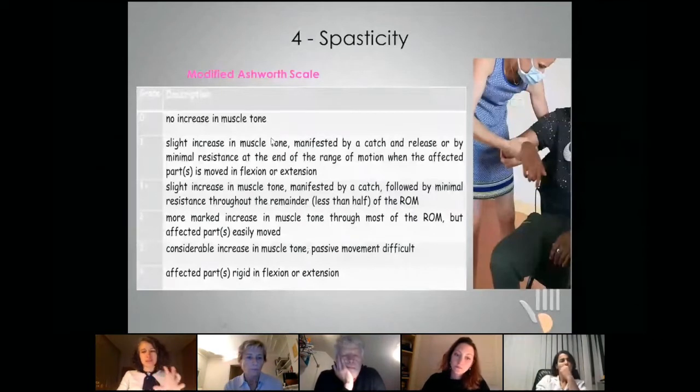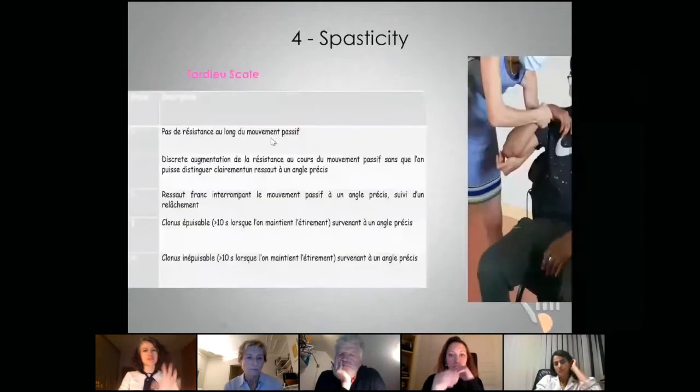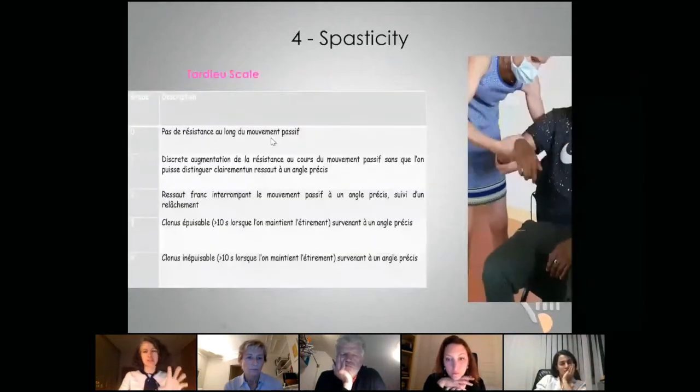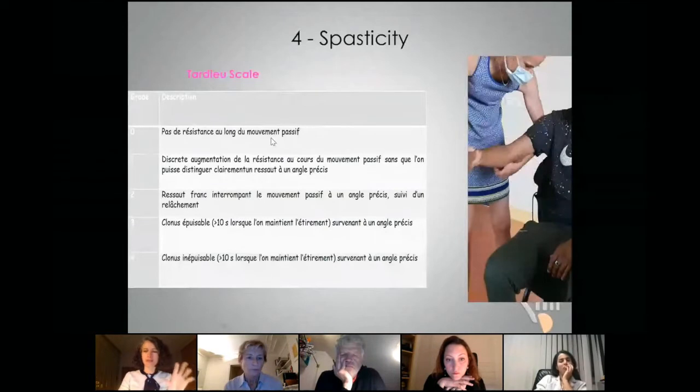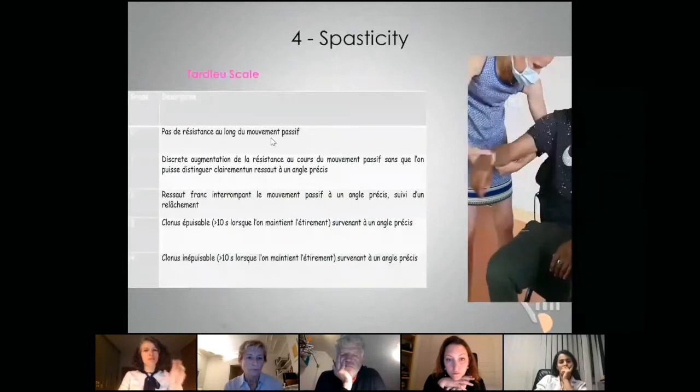And this is a very important information. The Ashworth scale is a more common scale, but it doesn't give all the information. We also need the Tardieu scale, which is maybe less known, but very important. With the Tardieu scale, we can report the V3, which is the angle where you have the catch.